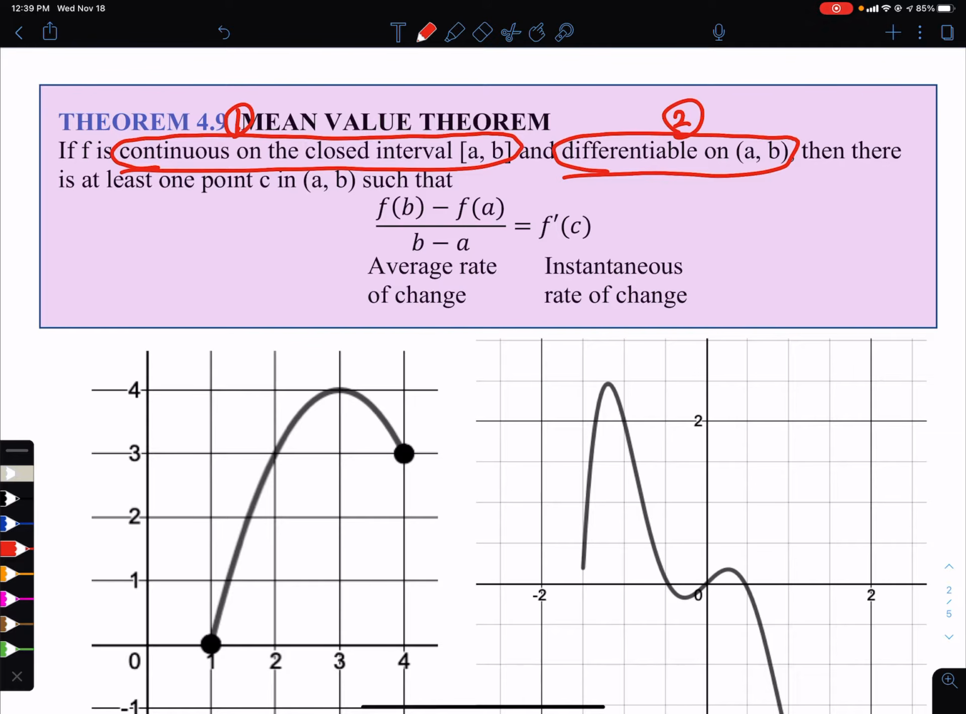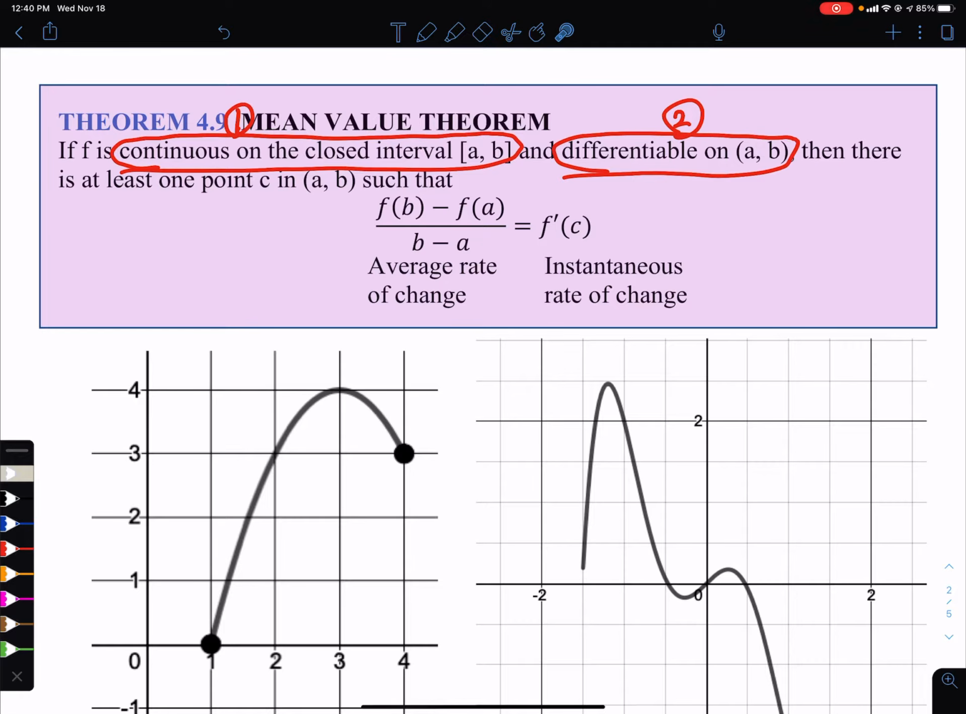Now, this one only has 2 conditions, but the results are similar. There exists at least one point C. So there could be 1, but there could be more. And that point must be in between A and B. Cannot be equal to A and B. It's an open interval. So here's where you're guaranteed. You're going to guarantee that if you take the average rate of change, that's going to equal the derivative at some point C at least one time.